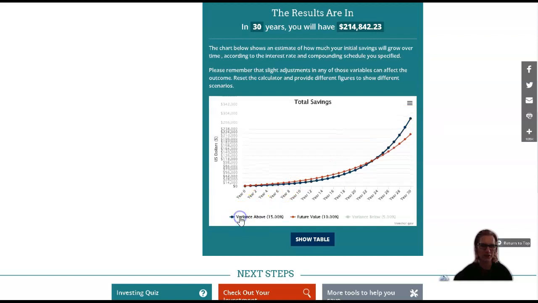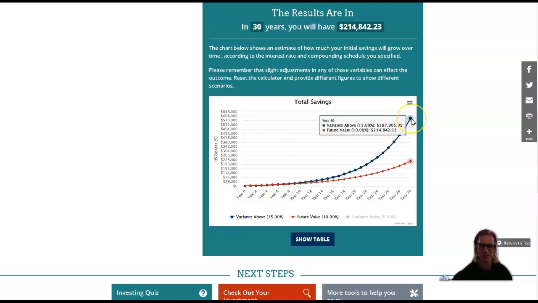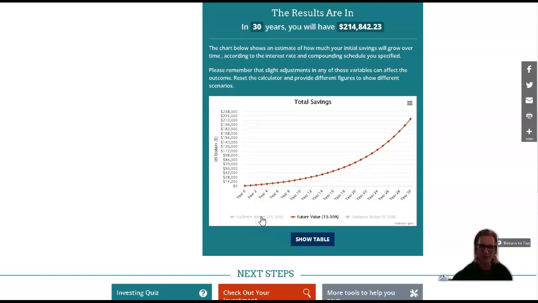Now if you're fortunate enough to hit 15% interest, which is admittedly somewhat less likely, you could be in the money for $587,000. So hopefully this shows you a little bit about the power of compounding.